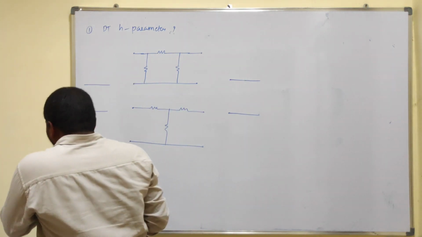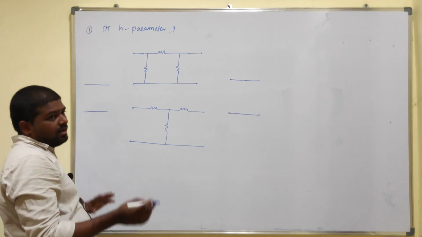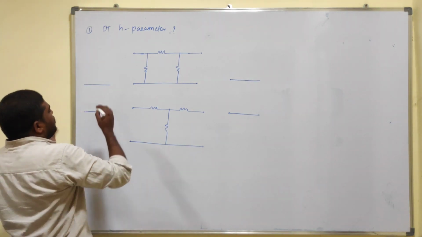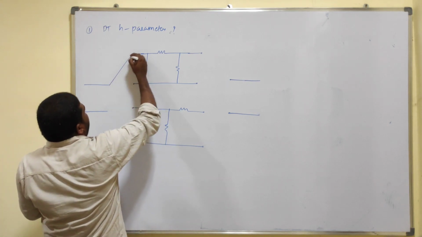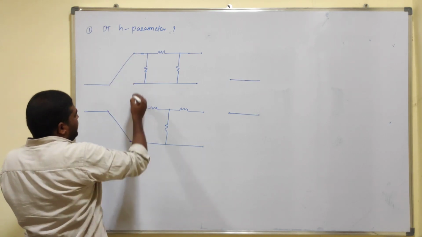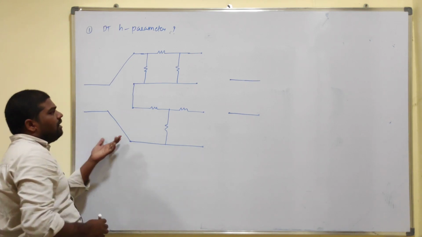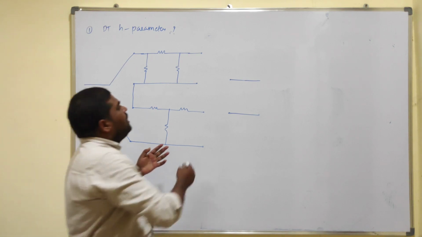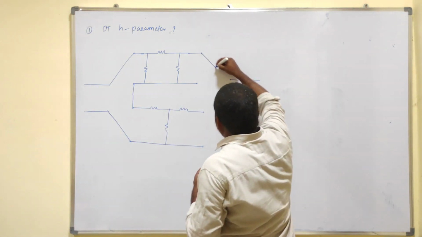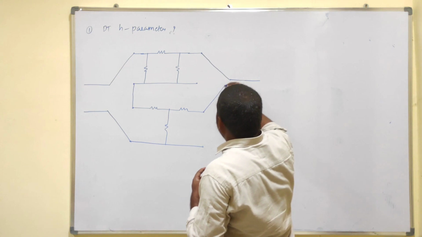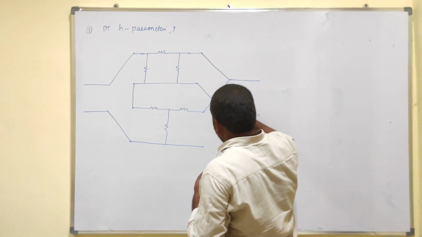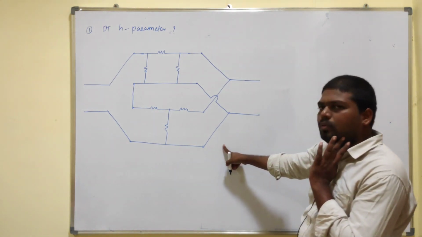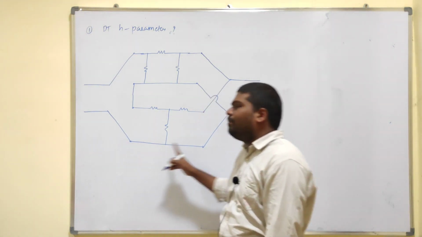Okay, so this is the series-parallel connection: port 1 series connection and port 2 parallel connection, right? So port 1 series means what? These two are connected and these two are connected. Now it will form a series connection, right? And if you connect like this, you will get a parallel connection at port 2, right? That means series and parallel connection.